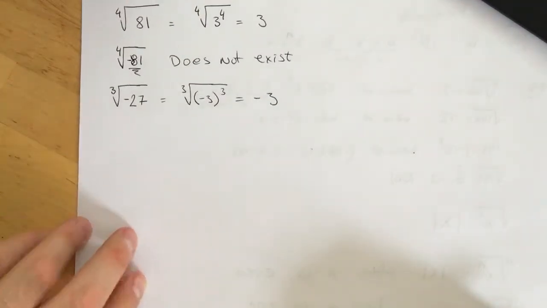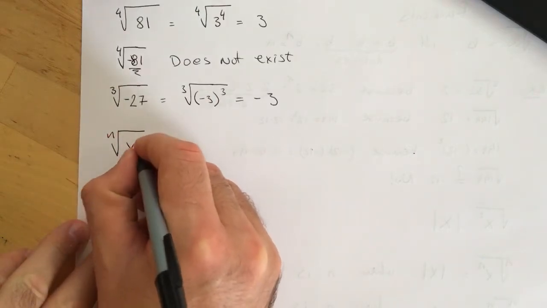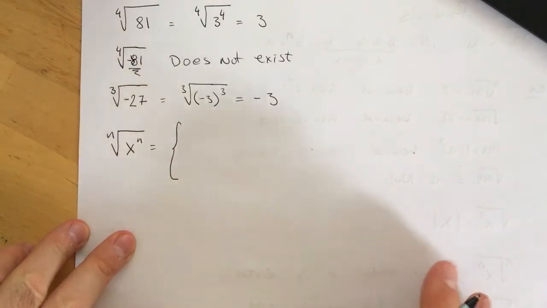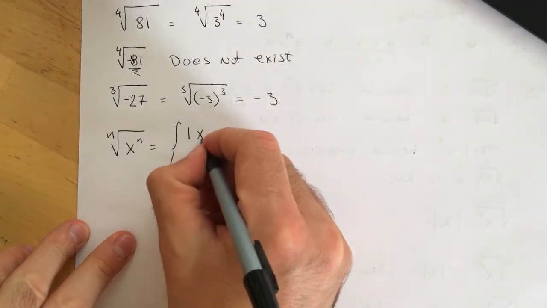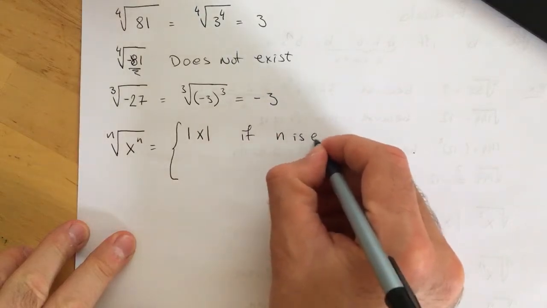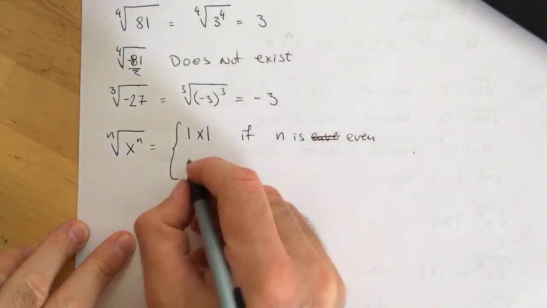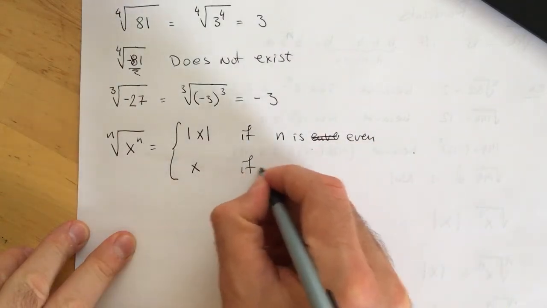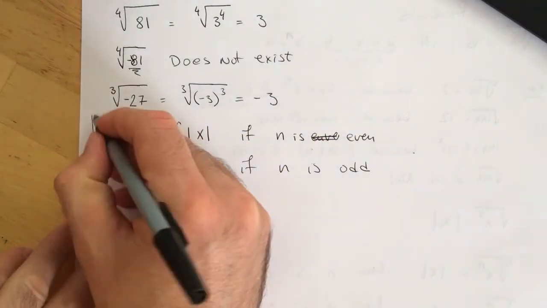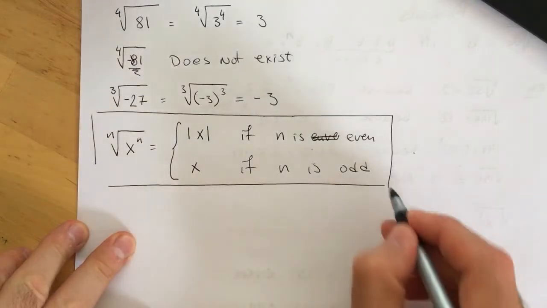Okay, so one more time, the nth root of x to the power of n. This is very important for calculus. You'll see this over and over, so please be careful. It is the absolute value of x if n is even, and just x if n is odd.